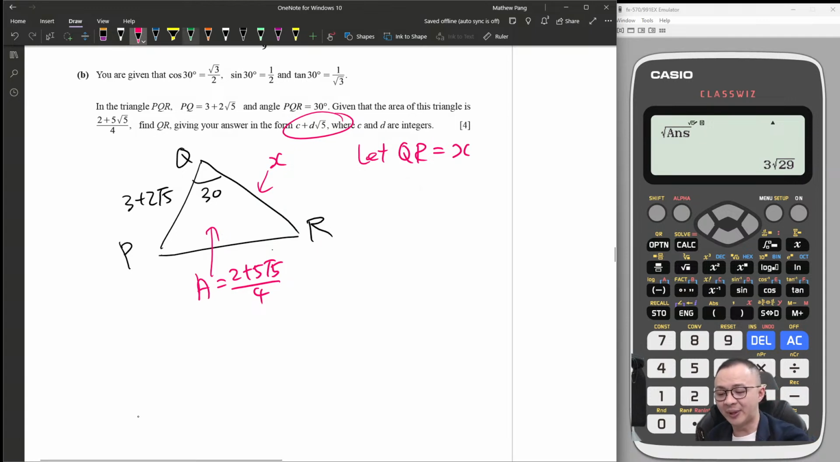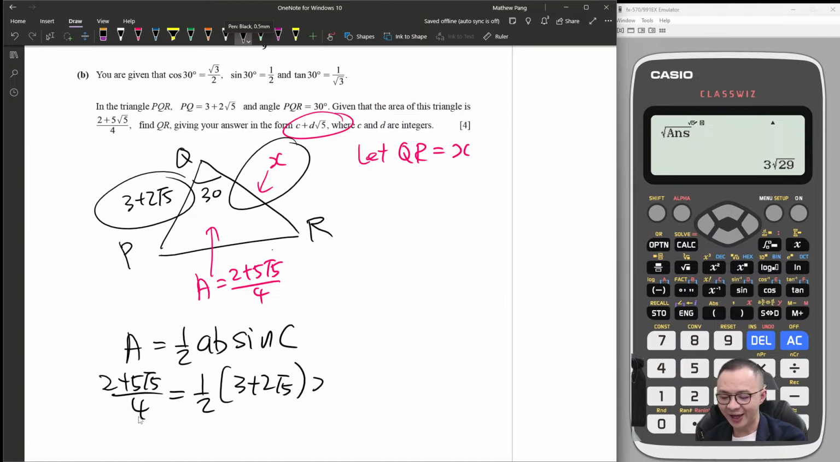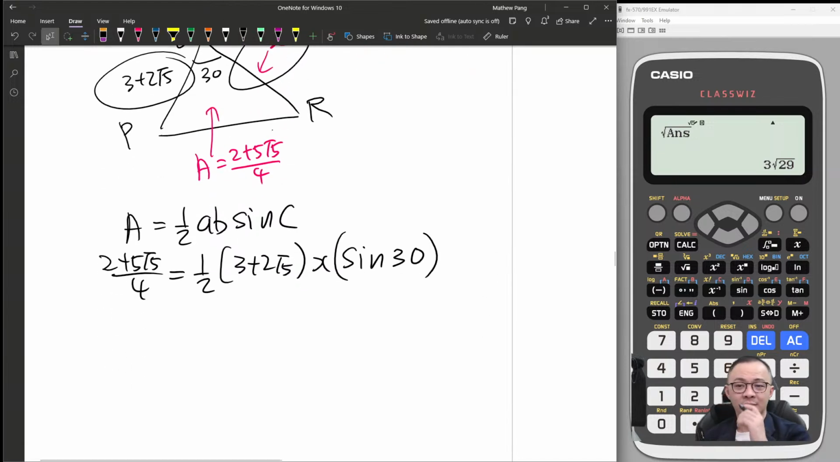And then we know about the area of a triangle, isn't it? Area of a triangle is half ab sin C. a and b will be both sides. C will be the angle in between. So pretty straightforward here. (2 plus 5√5) over 4 equals half times (3 plus 2√5) times x times sin 30. Yes, thanks Suhaan. Alright, so first thing is we solve the sin 30.